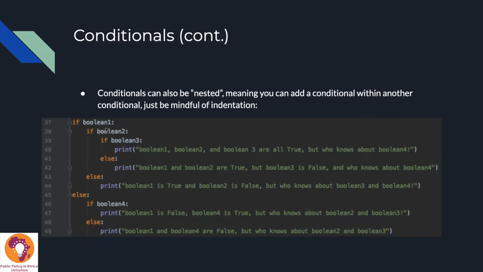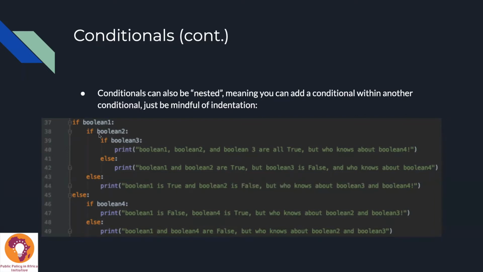So if Boolean 1, then we have tabbed underneath that if Boolean 2. So now we're only evaluating line 38 if line 37 is true. So in this case, we come in if Boolean 1, let's say Boolean 1 is true. If Boolean 2, let's say Boolean 2 is false now. Because that's false, we just skip everything that's nested inside of Boolean 2 and go straight to the else, and we print Boolean 1 is true and Boolean 2 is false. But who knows about Boolean 3 and Boolean 4? That's because we haven't evaluated Boolean 3 and Boolean 4 here.